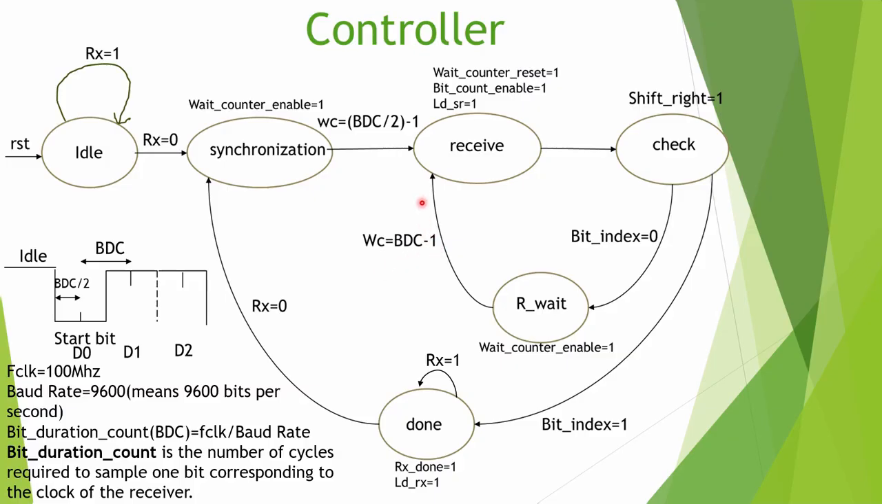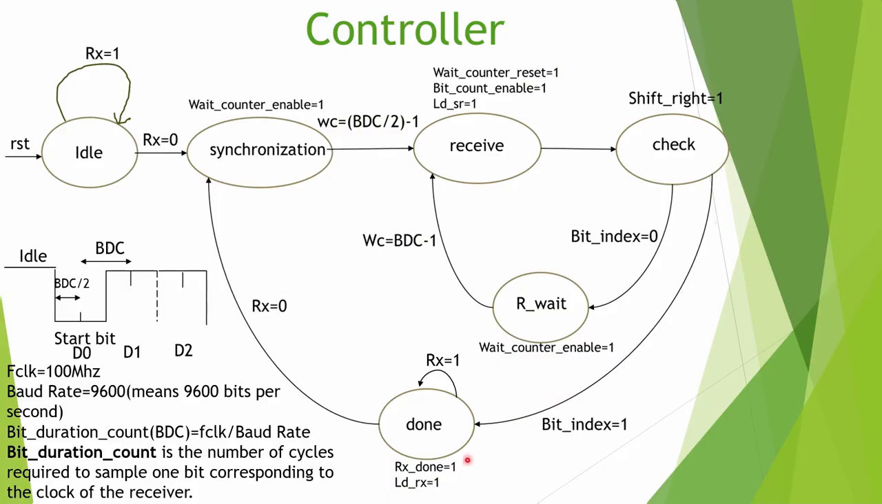Then again it will go to the receive state and the next bit will be received in this state. Then it will again check whether the number of bits is 10 or not. This loop will go on, and in this loop continuously in the shift register data will be loaded and shifted, loaded and shifted. When finally the number of bits becomes 10 and the bit index becomes 1, from the check state it will transition to the done state.